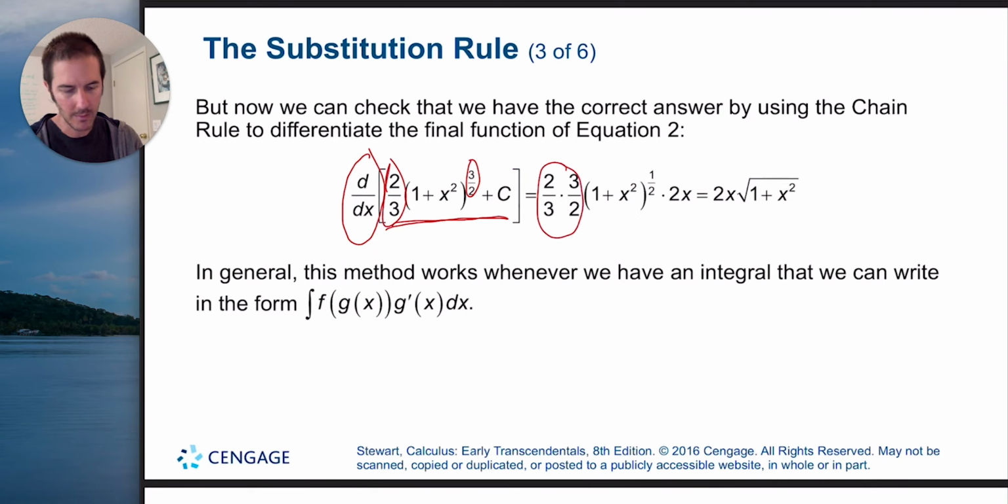Those are going to cancel each other out. Decreasing the exponent by 1 changes it from 3 halves down to 1 half. And don't forget to apply the chain rule. This inner function, which I'm highlighting in green, the 1 plus x squared, we do have to multiply by the derivative of that inner function by the chain rule, and we see that appearing out here.